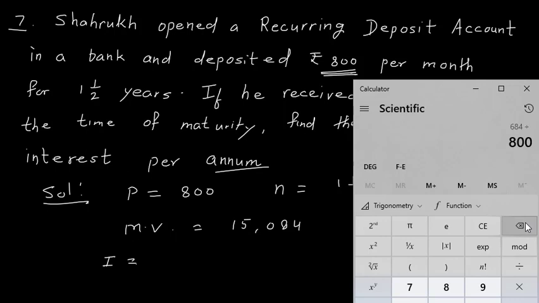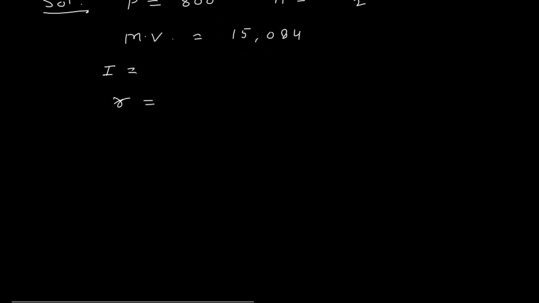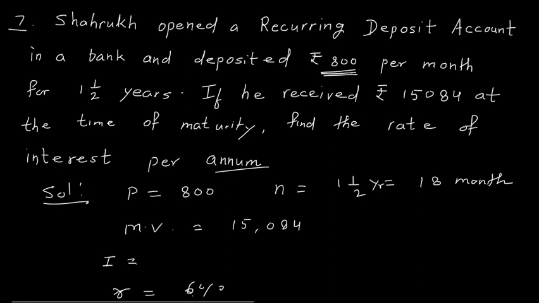P into N into N plus 1. So whatever answer we get, we divide that by N. The N is 18, so we divide by 18, then divide by 19, then we multiply it by 2 into 12 into 100. This will give you R. So you find out the interest and then you find R. So what is the final answer? R is equal to 6%. It is the same as what we have done in problem number 6. So try to solve it by yourself. Now let us move to question number 8.